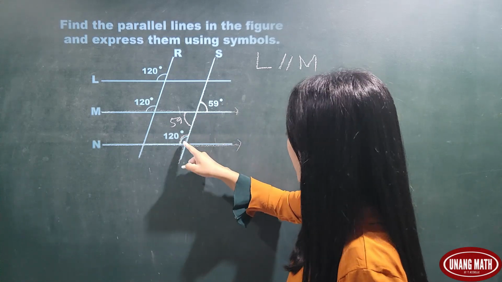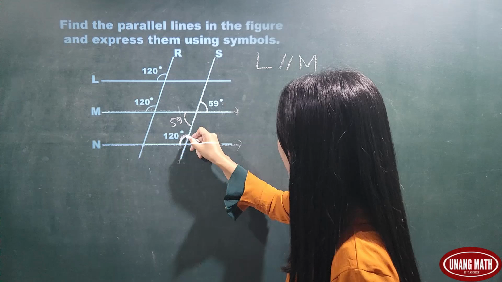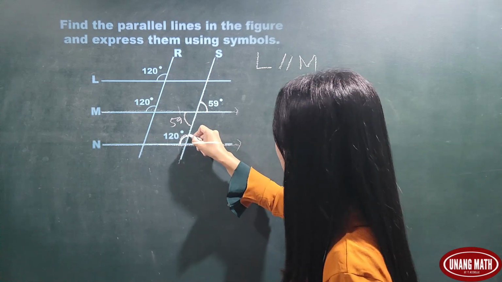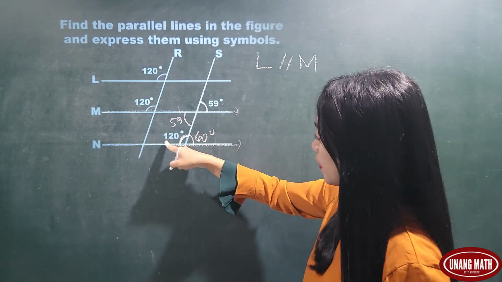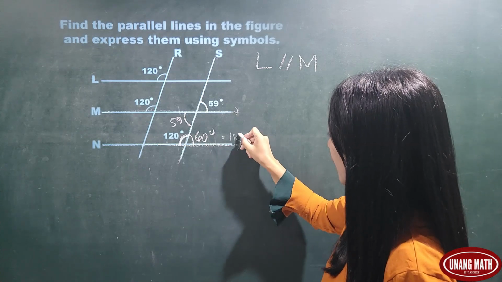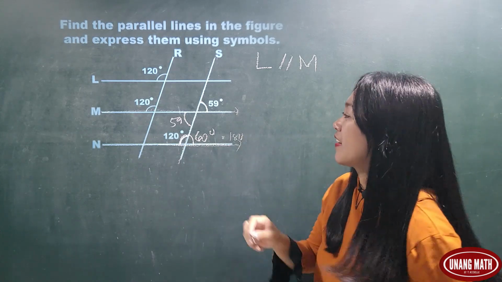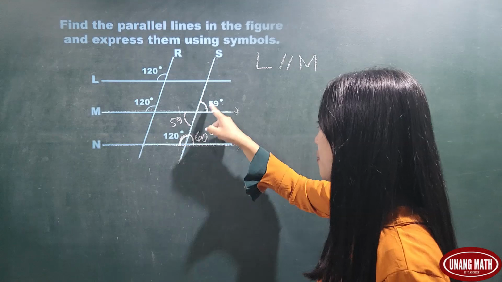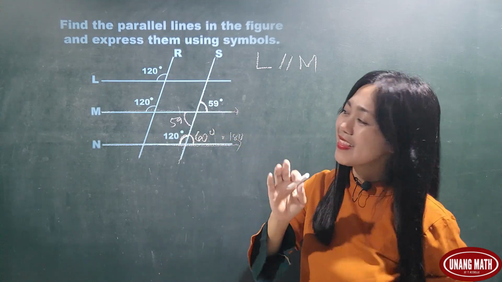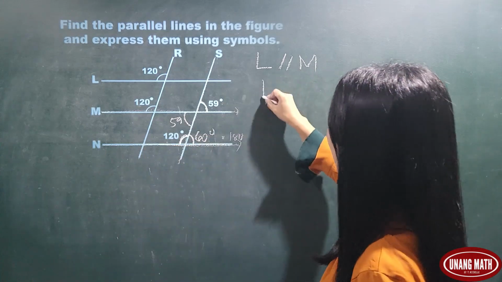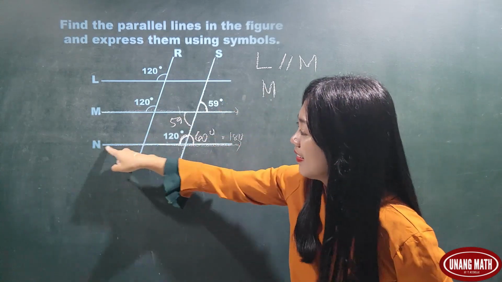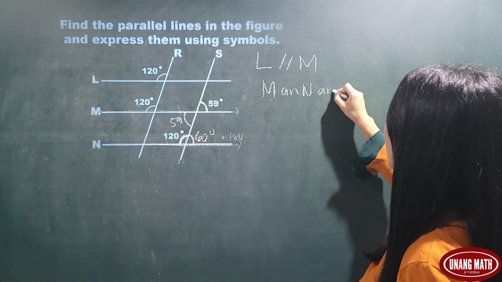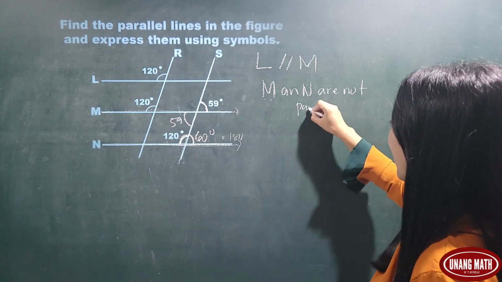If this is 120 degrees, since this is a straight line, then this is 60 degrees because 120 plus 60 is 180 degrees and a straight line measures 180 degrees. This is 59 degrees. This is 60 degrees. Corresponding angles, different measures. Then that means line M and line N are not parallel lines.